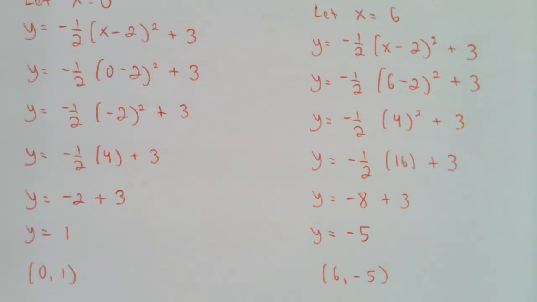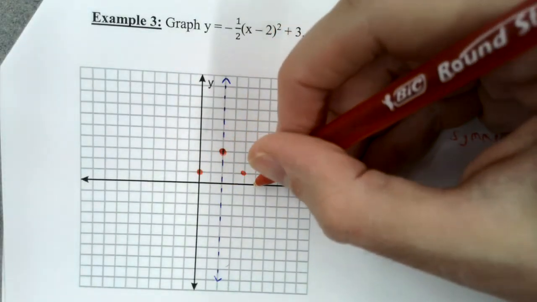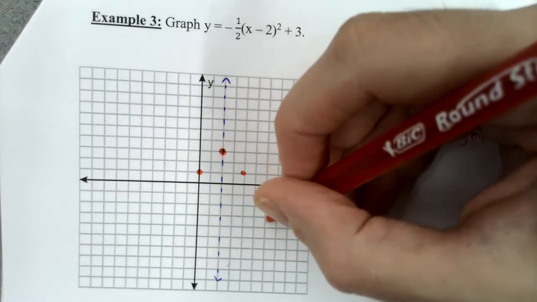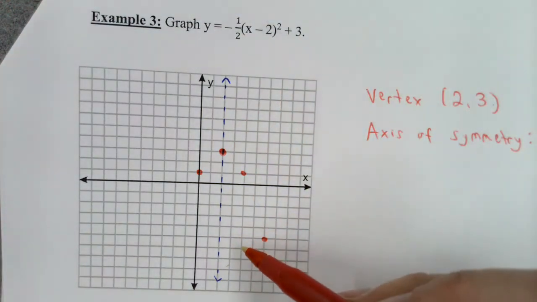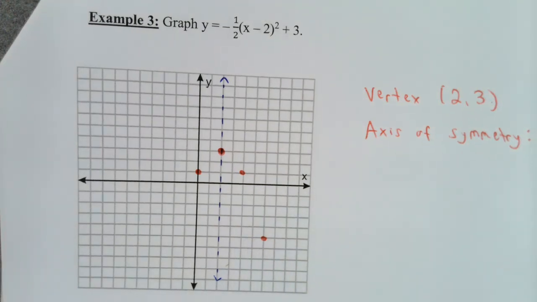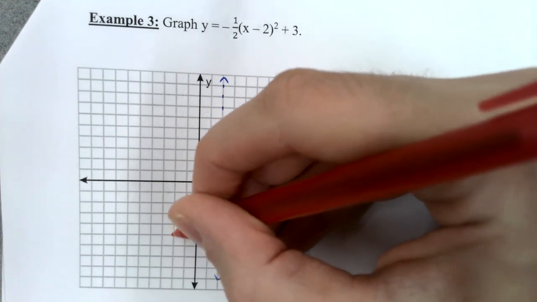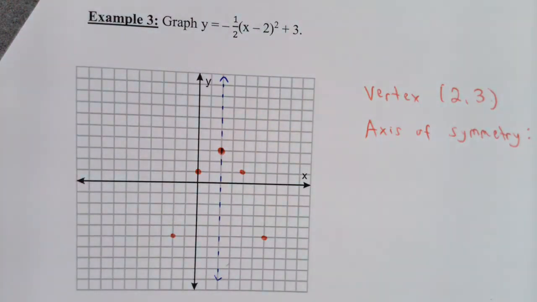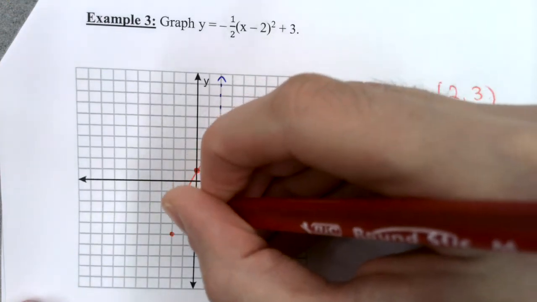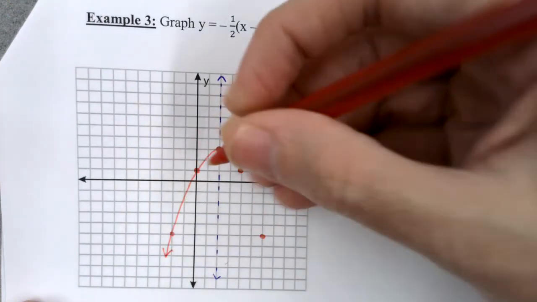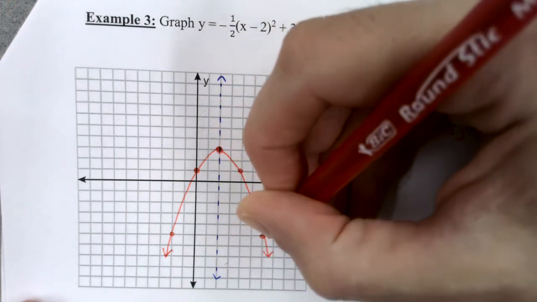Let's graph that, and then let's reflect that. 6, negative 5. Okay? So if you look, that is 1, 2, 3, 4 to the right of the axis of symmetry. So I'm going to go 4 to the left of the axis of symmetry, plot a point, and let's draw our parabola. Remember, these should be U-shaped, not V-shaped. V-shaped is the absolute value family of functions. There we go.